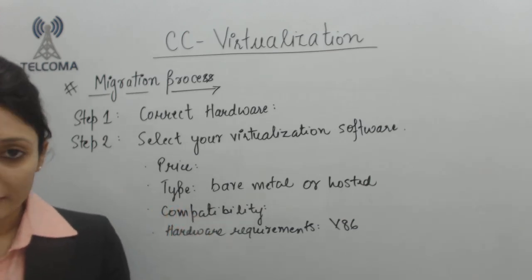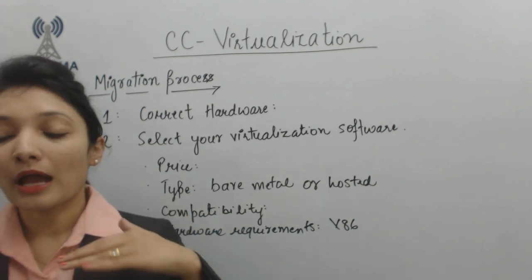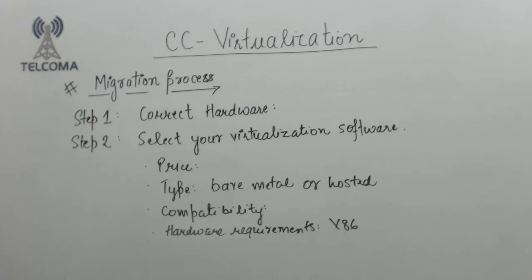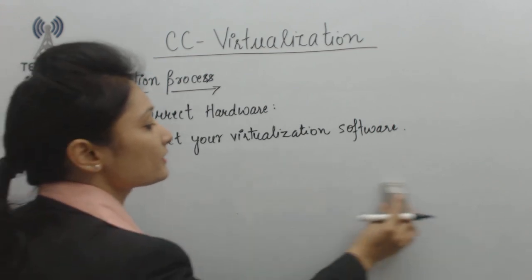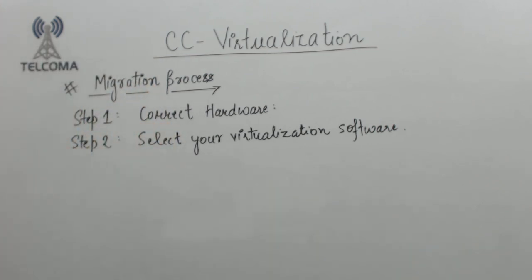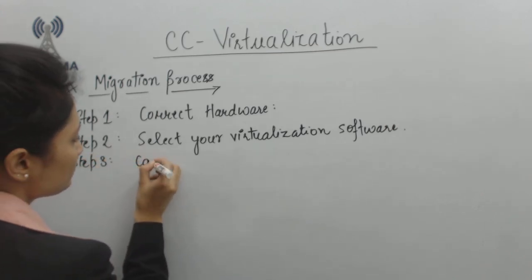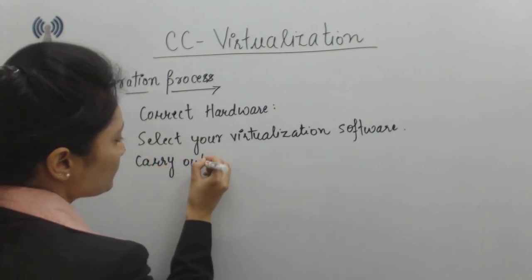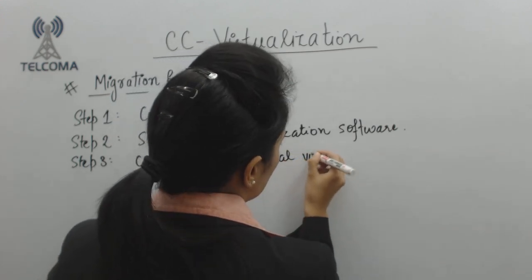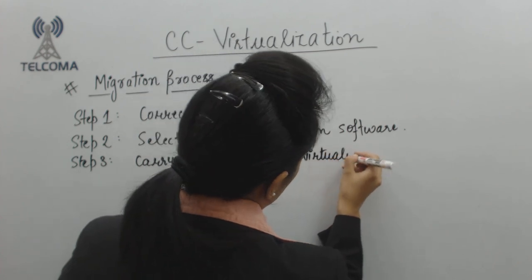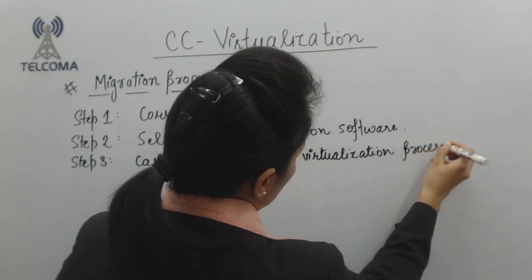Now, after the correct hardware and after selecting the right virtualization software, what do you have to do? The third step is that you now have to carry out the actual virtualization process. You're ready with the hardware, you have the virtualization software, and now you're ready for the virtualization process.